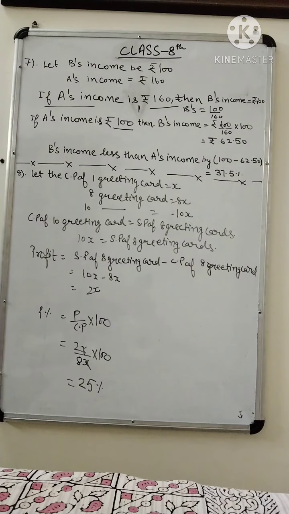Now question number 8. In this question they are saying you have to find the profit percent, and the cost price of 10 greeting cards will be equal to the selling price of 8 greeting cards. Clear? So, why is it a profit? Because selling price is of 8 greeting cards and the cost price is of 10 greeting cards.